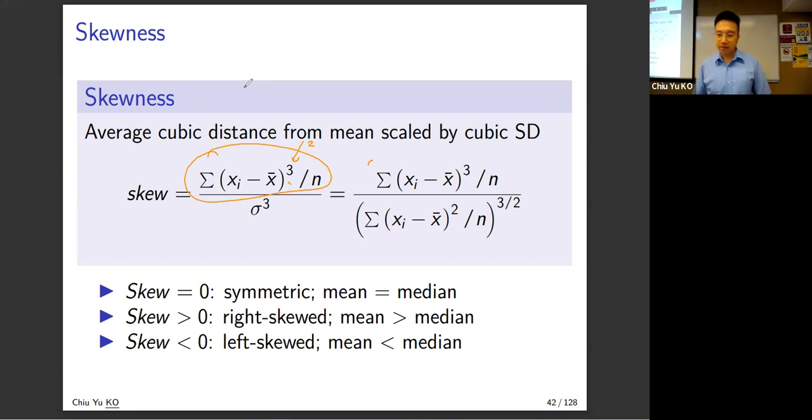And you divide it by the standard deviation multiplied by itself 3 times to make sure that the skewness is unitless, right? It isn't affected by how big the values are.